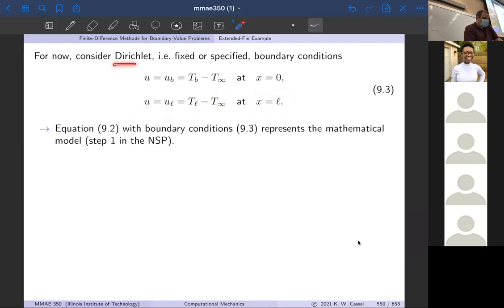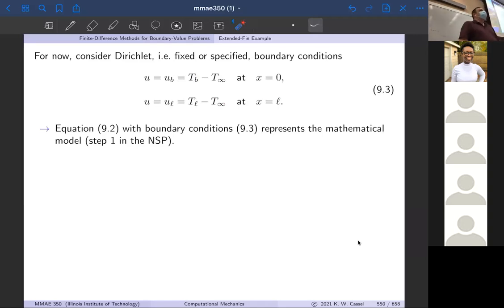These are called Dirichlet, not Dirichlet. Dirichlet, it's French, so of course it's beautiful and rolls off the tongue. So this is called a Dirichlet boundary condition, or some people just call it a fixed or a specified boundary condition. The point is we're specifying the temperature at the base as well as the temperature at the tip.